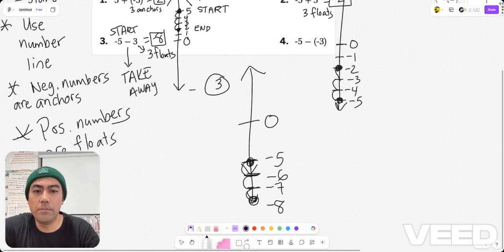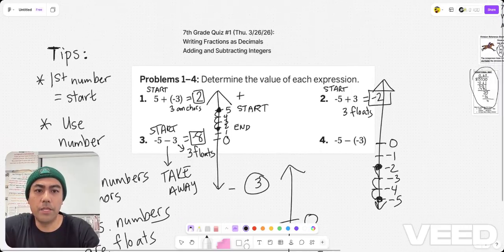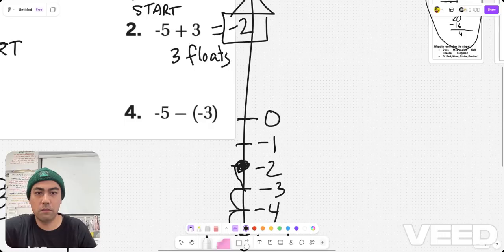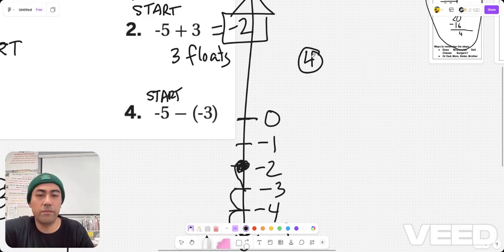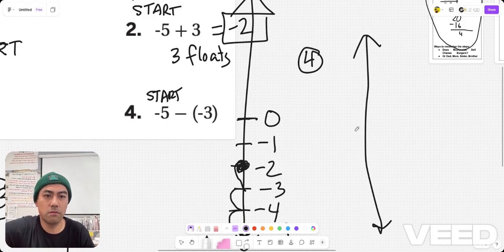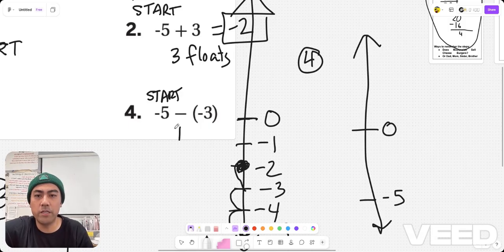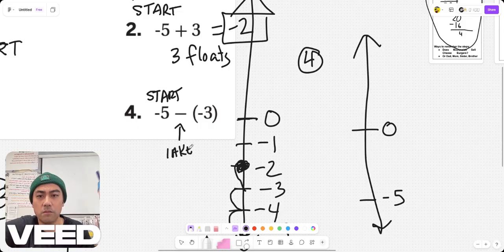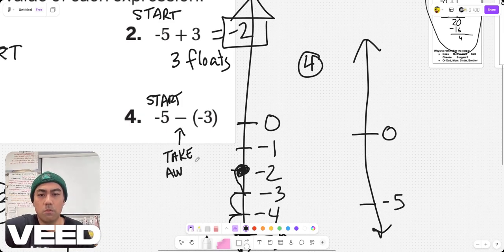Okay. All right. Let's do number 4 now. Okay, our starting point is -5. Number line again. -5 is pretty much somewhere around here. Okay, now look at your minus sign. What does minus mean? It means we're taking away. What are we taking away? We are taking away 3 anchors because -3 means 3 anchors.